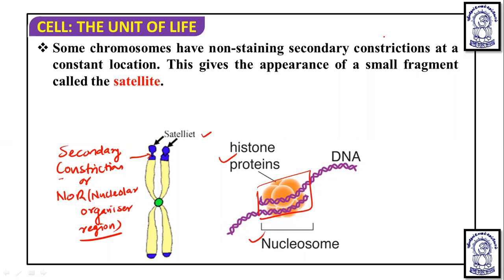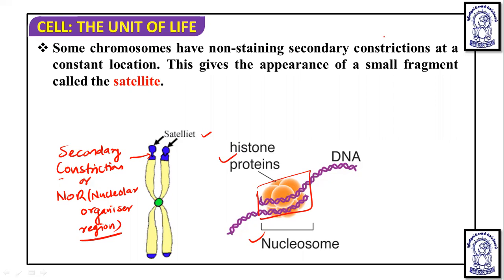Dear students, in this chapter, Cell the Unit of Life, in the previous class, we were discussing the nucleus in detail, and we stopped at this slide. From that, we are continuing today in this class. In the previous class, we already talked about the different types of chromosome, that is metacentric, submetacentric, acrocentric, and telocentric. Here, these are some special types of chromosome.